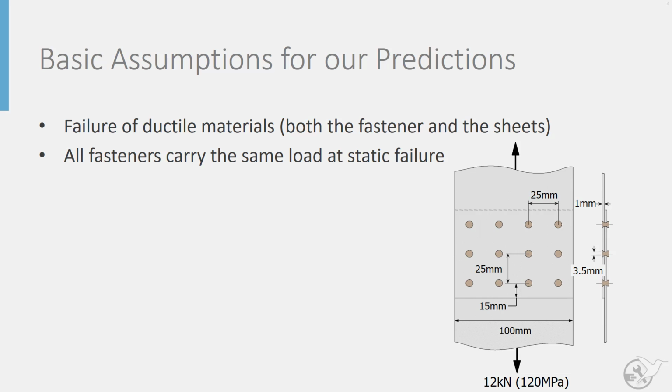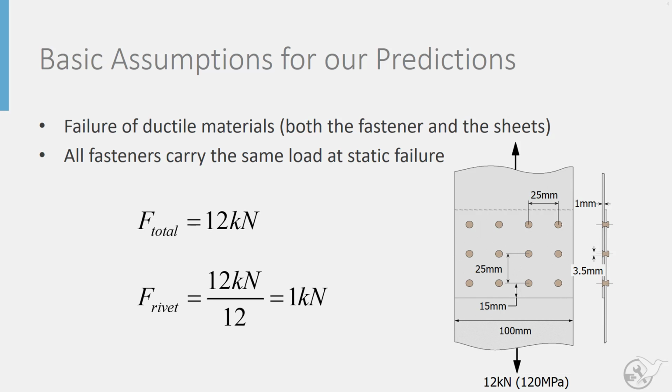Related to this plasticity assumption is that all fasteners carry the same load at static failure. Here we have 12 rivets connecting these two plates, and below static failure you will actually have a different amount of load transfer by each row. But just like plasticity redistributes the stress along the width of the plate, the highly loaded rows will start to plastically deform, which will redistribute load to the lower loaded rows. So at final failure, we can assume that the total load is distributed amongst all of the fasteners that transfer load from one plate to another.